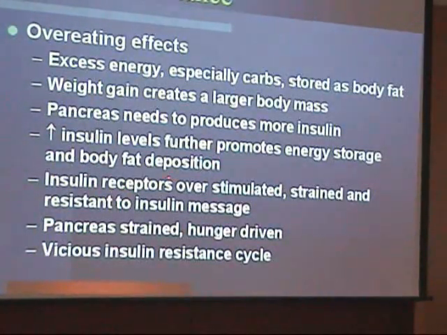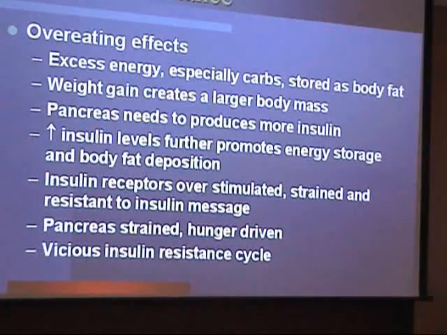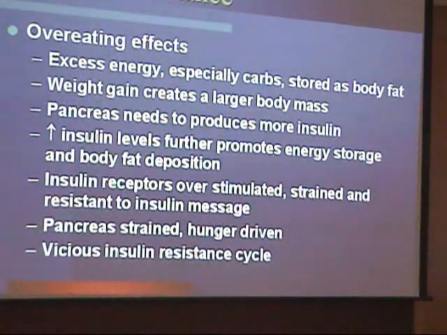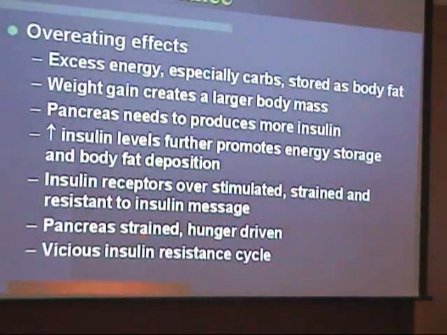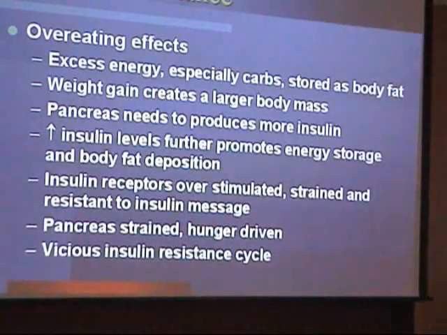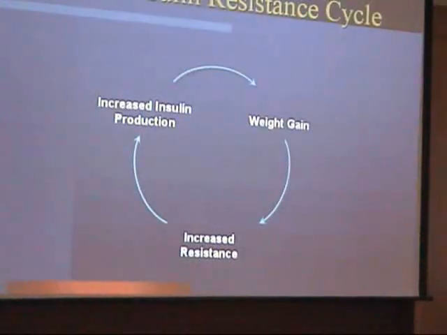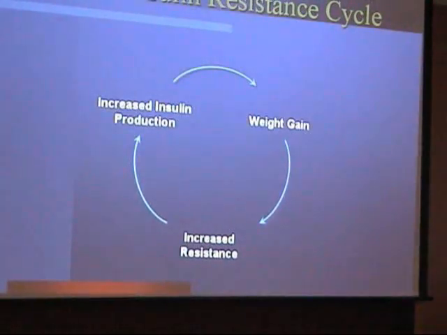Eventually, the insulin receptors get overstimulated because there's insulin just circulating and circulating, and it's kind of like a burnout, and they become resistant to that message of insulin. The pancreas that produces the insulin gets strained. I'm going to talk about hunger in a minute, and what we develop is the vicious insulin cycle. Scary, not that bad, but it's just this vicious cycle of death. And the idea is we have to break that particular cycle.